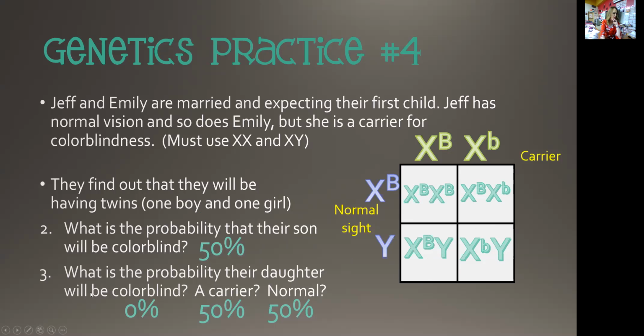The probability that their daughter would be colorblind is 0%, because each one has a dominant allele there. Carrier would be 50% right here. Normal vision would be 50% right here.